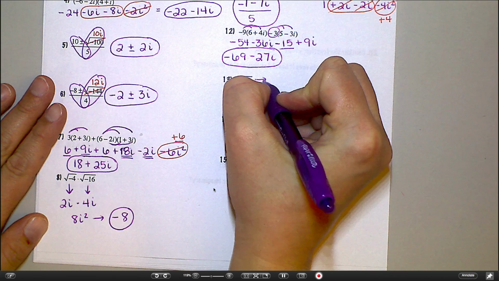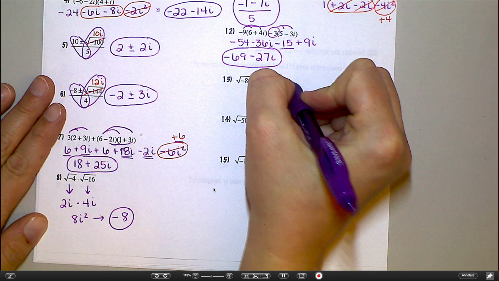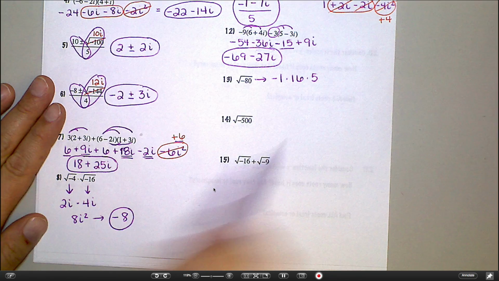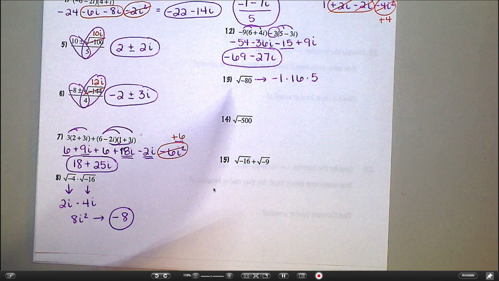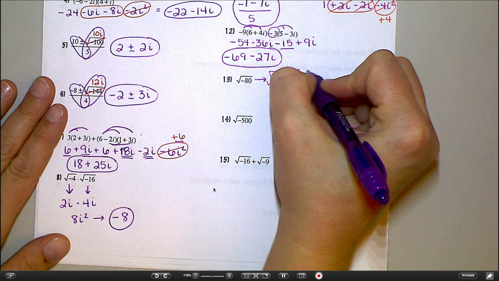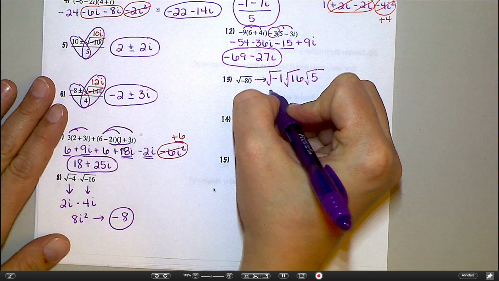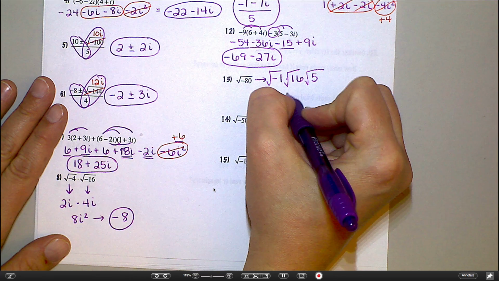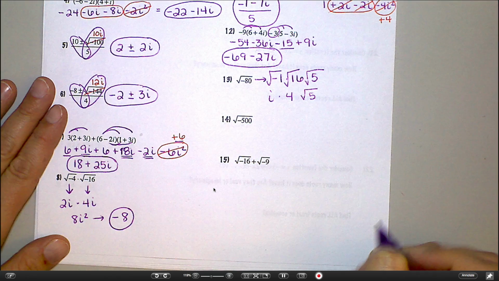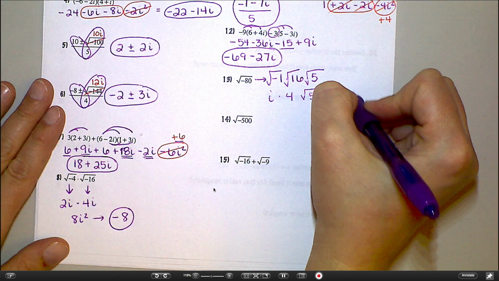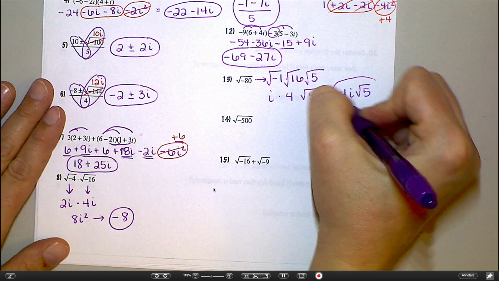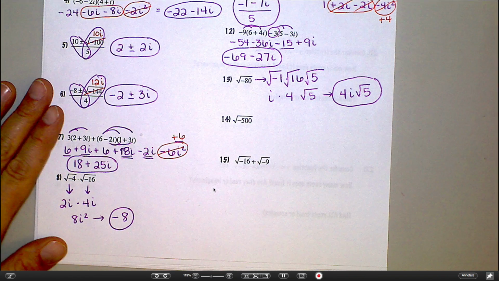So I could rewrite this as negative 1 times 16 times 5. So 16 times 5 gives me 80, and then I've got a negative 1 out there to make it negative 80. And then I'm going to do the square root of each one of those things. So this is going to give me i. This is going to give me 4. And this is just going to stay square root of 5. Which means the proper way to write that would be 4i square root of 5. Okay?